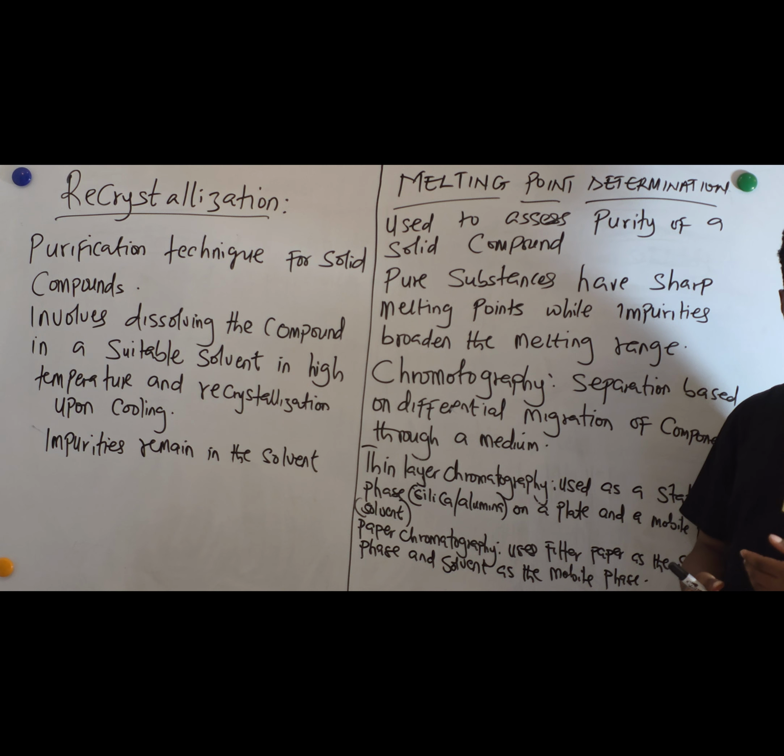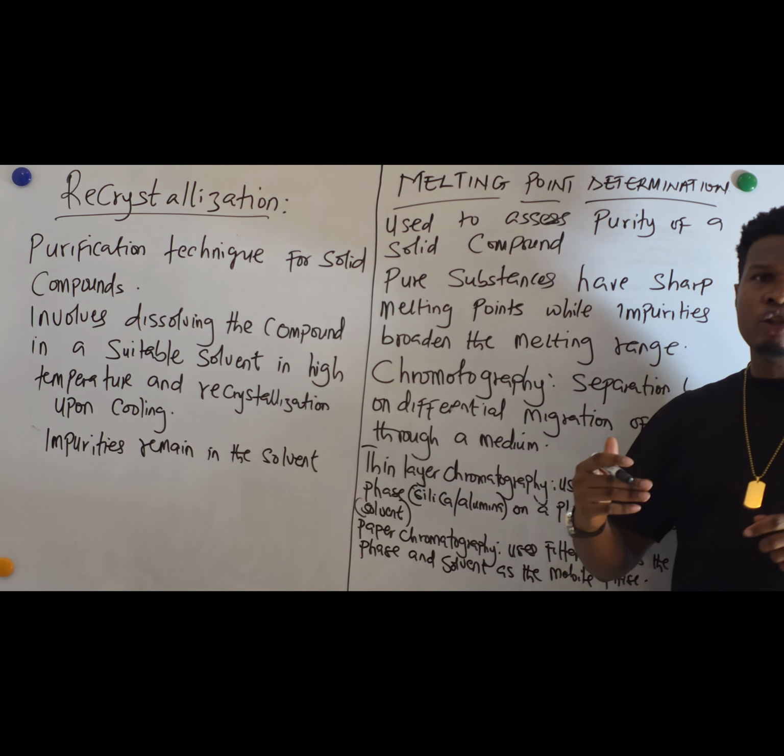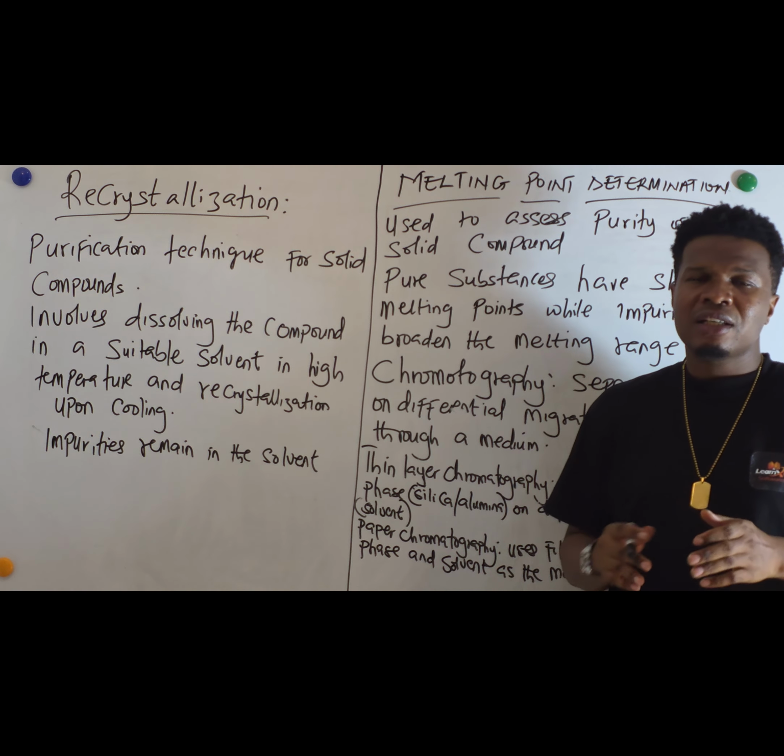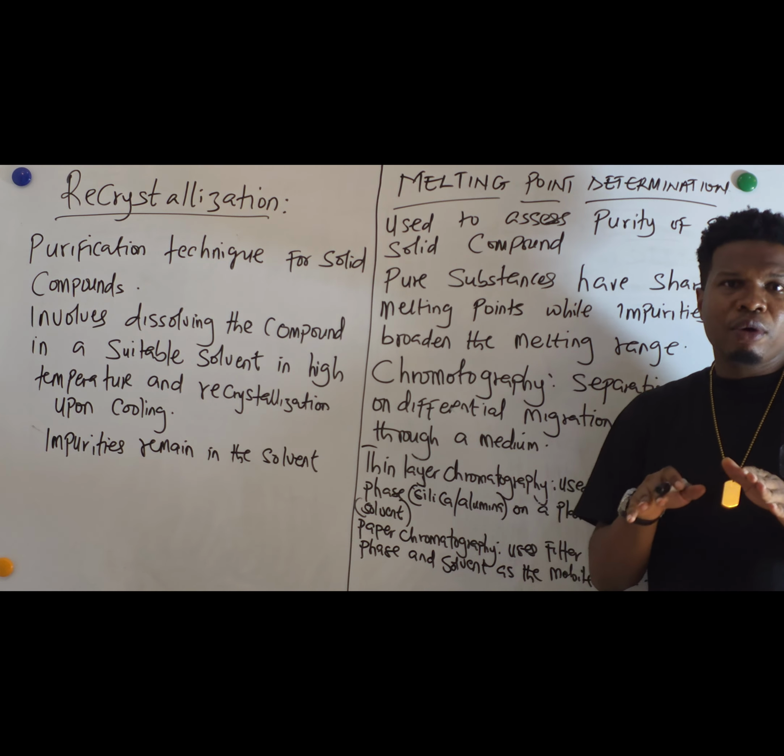So pure substances have sharp melting points. Take note of that, while impurities have a broad range of melting point. So the introduction of an impurity in a substance alters the boiling point and melting point and makes it to be broad instead of sharp. Take note of that.